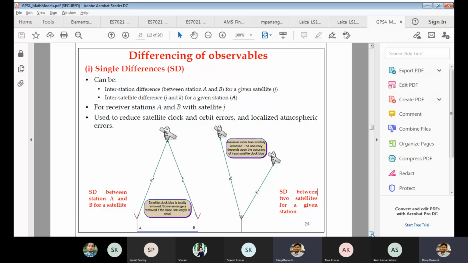Instead, the first one, which is the A and B, which is the satellite and receiver A, then the satellite is sending signal to receiver B, and you are subtracting the difference between two observables, which is at A and at B. Why? The satellite clock bias is totally removed and some common errors will be reduced to a greater extent. Why? Because satellite clock, orbital errors, localized atmospheric errors will be same for the single satellite which is giving observation to two receivers. Okay.